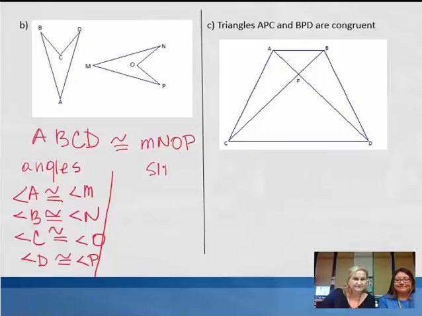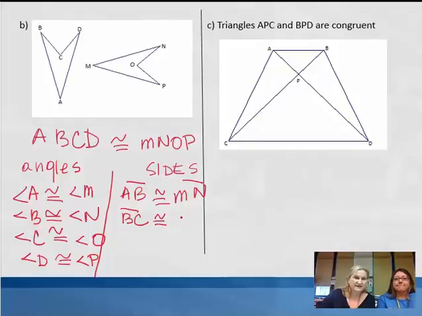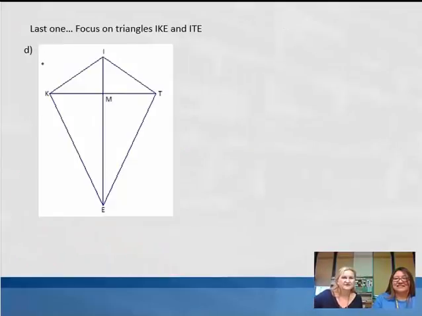Let's do the sides. Side AB is congruent to side MN, side BC is congruent to side NO, side CD is congruent to side OP, and side DA is congruent to PM.